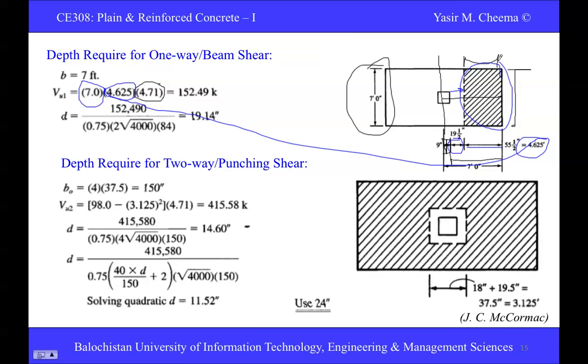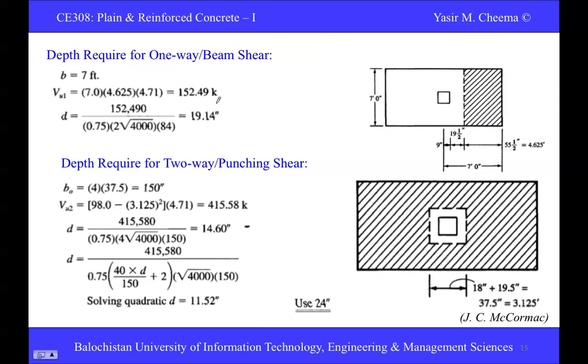So this hatch section area multiplied by 4.71 is equal to 152.4 kips, and using the D value we determine here 9.14. Using the same formula there before, 19.14 inch we determine for two-way punching shear. Yes, one more thing, don't get confused here.